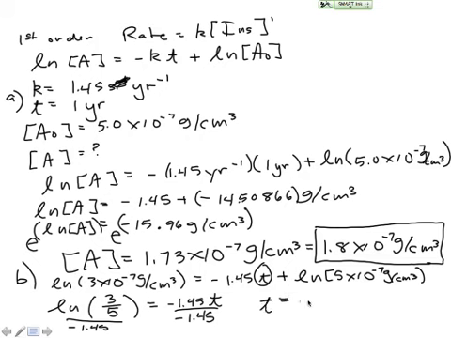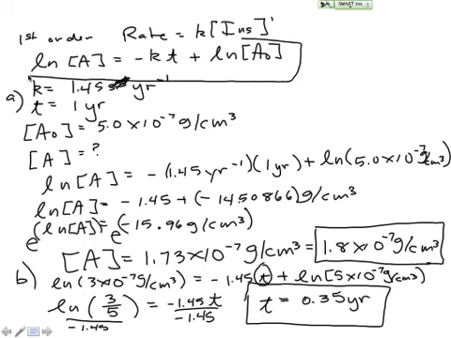And my handy dandy calculator gave me 0.35 years. So that is a little over 4 months for that insecticide to decompose to a safe level. So use the equation of your straight line in order to determine the answers in kinetics problems.